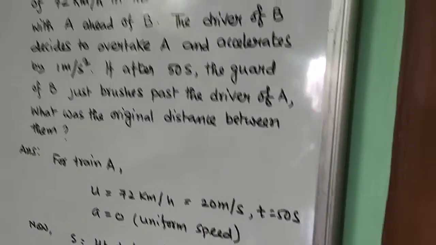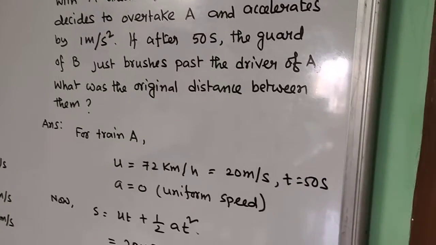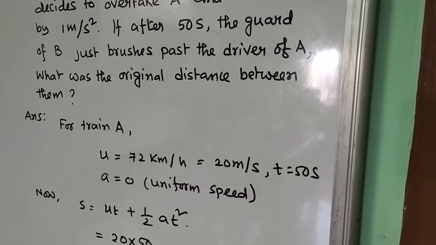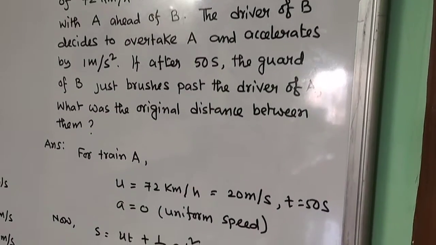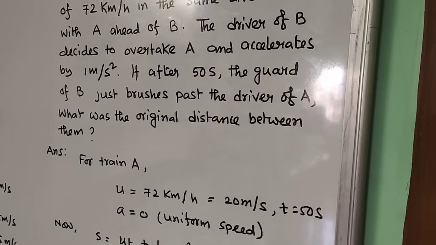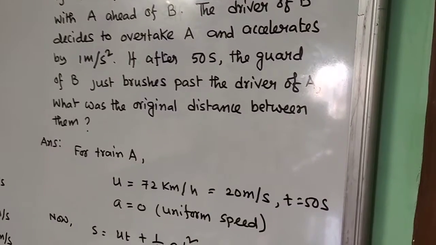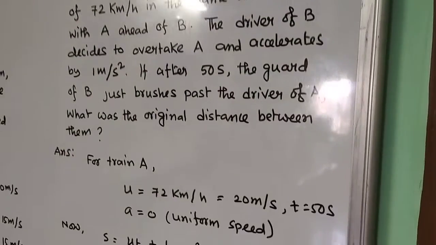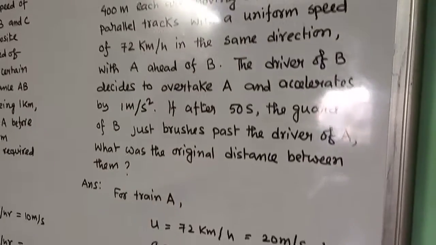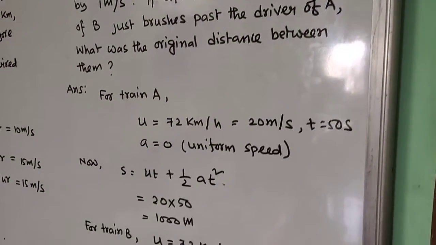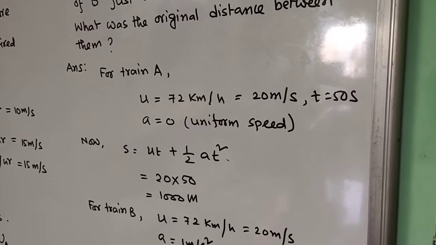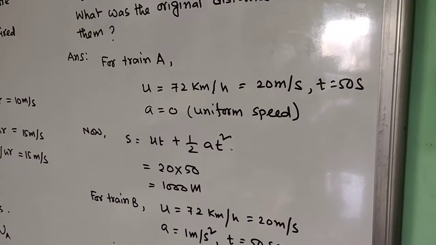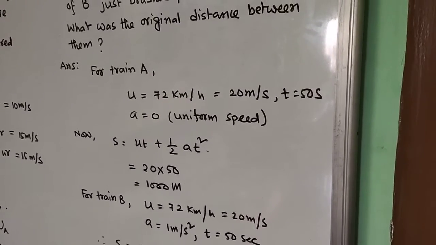So for train A, the speed is 72 km per hour, so convert this into meter per second. It is 20 meter per second, and as we are trying to define the parameters for t equal to 50 seconds, with no acceleration for A, uniform speed as per the question, that's why a equal to 0. So use this equation, S is equal to ut plus half at square. So a is 0, the second term goes off, so you do have S equal to 1000 meter.